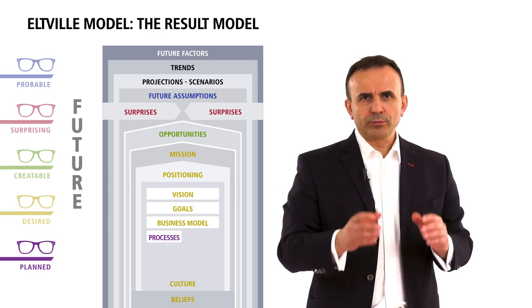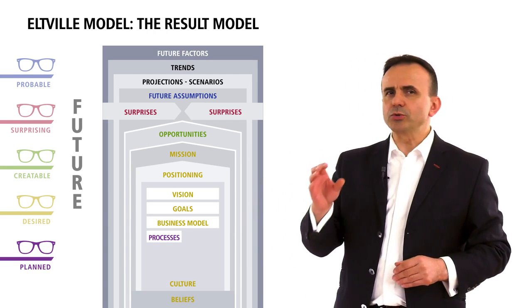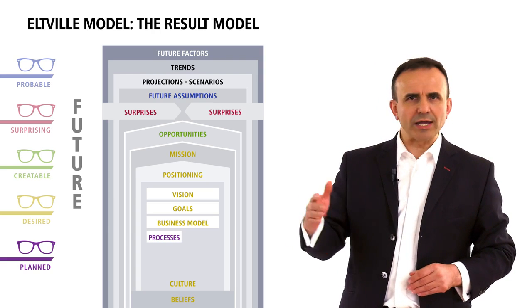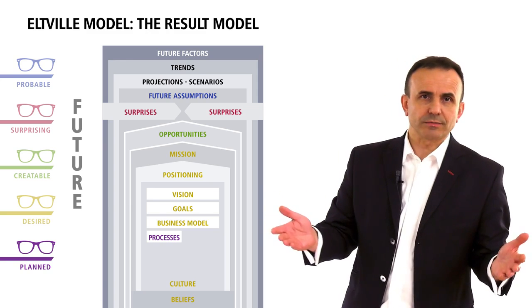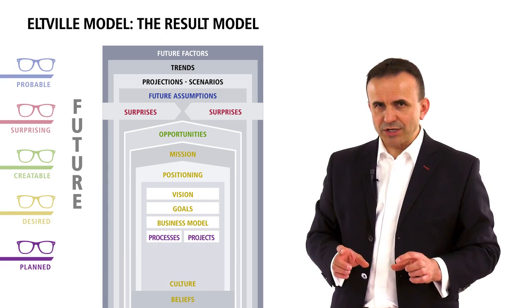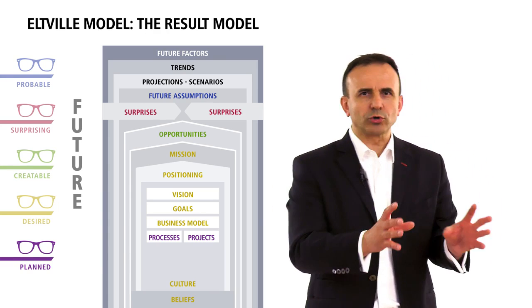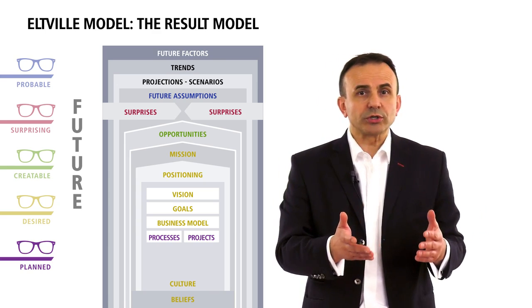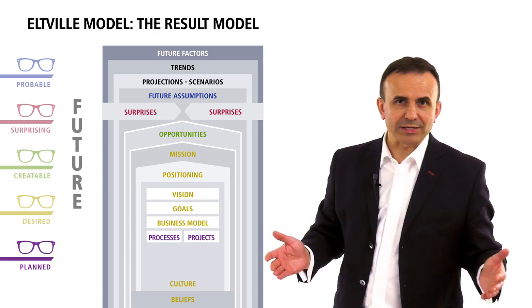processes. Processes form your value chain and the routines to deliver your products and services and to achieve your goals, like the processes for producing e-bikes. Projects are one-time activities to re-engineer or improve your processes and to achieve your goals, like a project with which you develop a new software for energy management in your e-bikes.